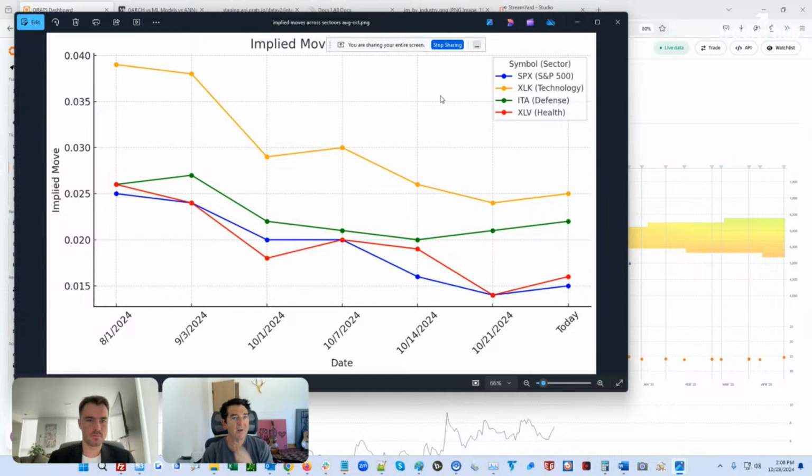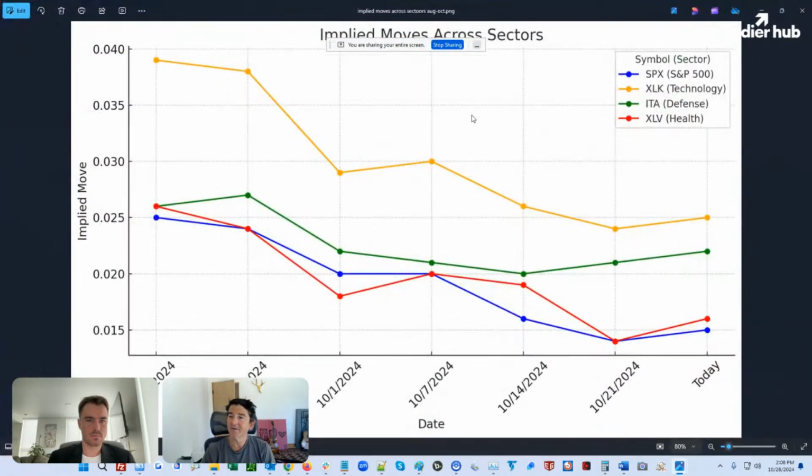This is a cool thing that we've just put together today, just for you guys. So we have on this graph the implied moves across sectors. And so we have tech, defense, and health. The reason we chose those is they are generally the most important around elections that will move. So we're looking at the SPX, and we take that implied move, and we've taken it historically every month, August, September, October, and then now kind of weekly into today's look at it.